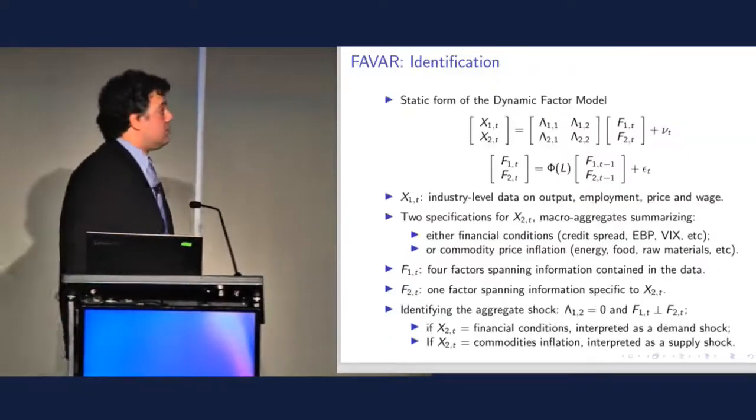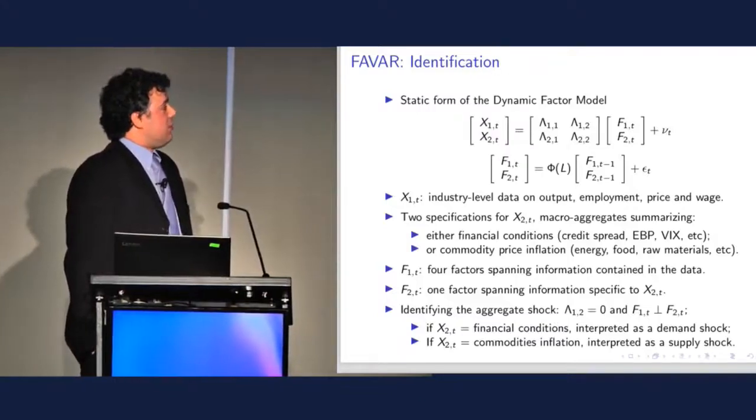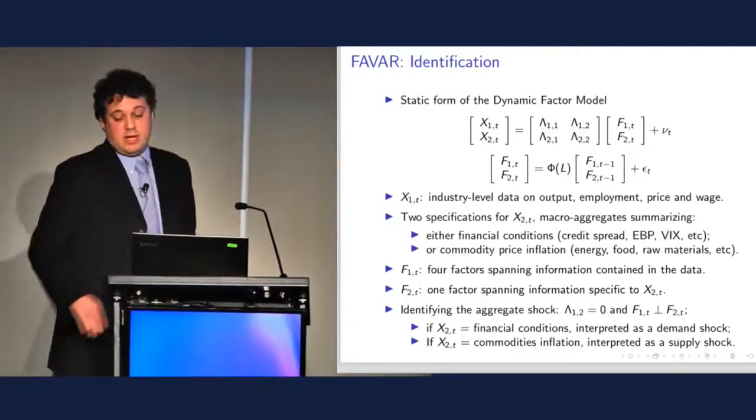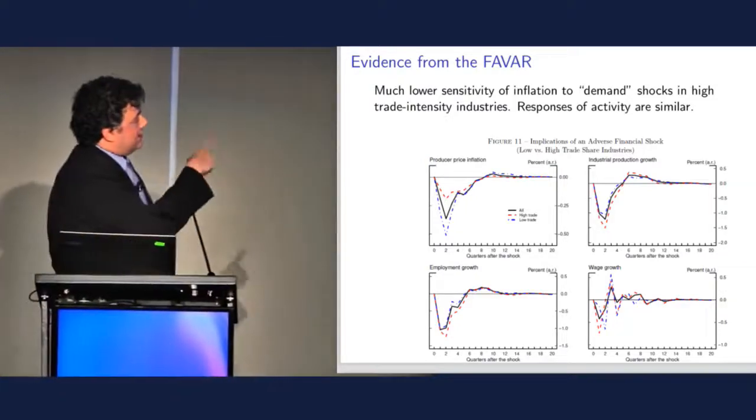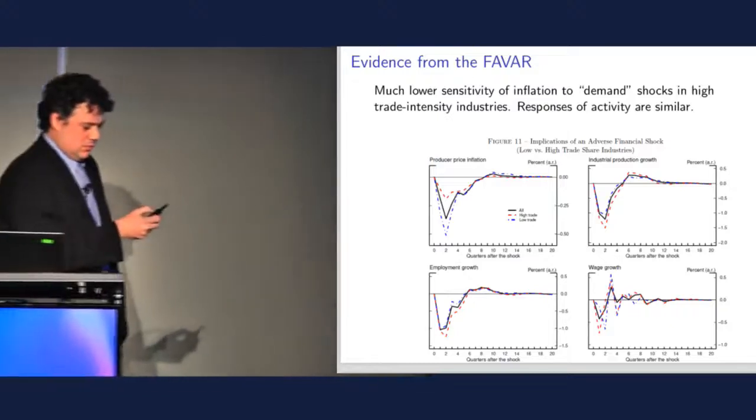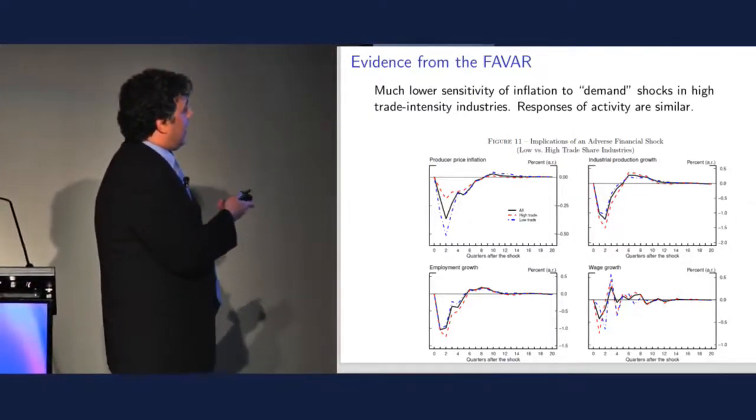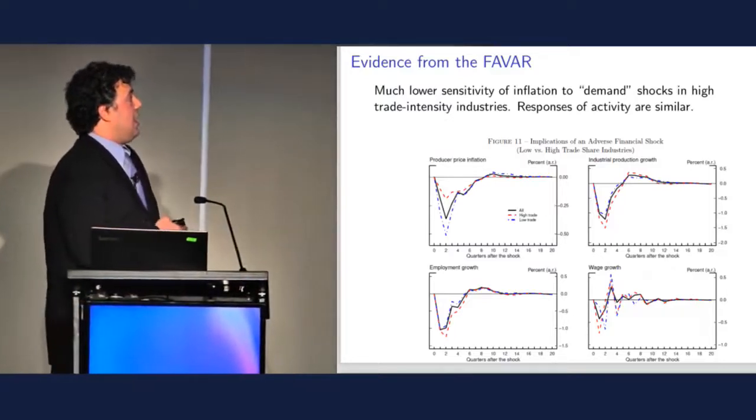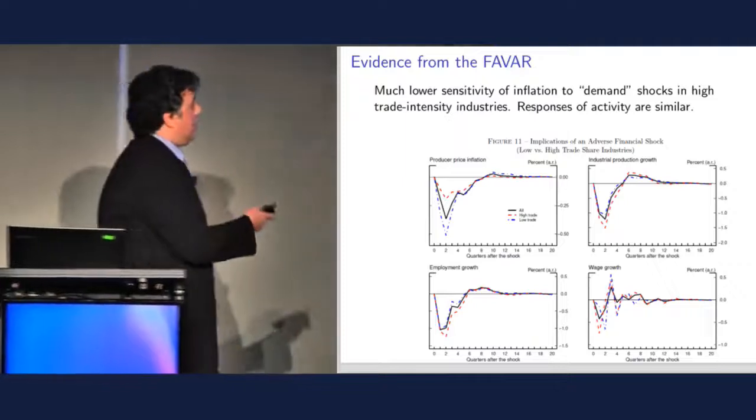And the last thing the authors did to provide more evidence of this flattening is the structural identification through the FAVAR. I think Simon went over the strategy in detail. Once you consider a shock to the financial conditions or a demand shock, you obtain a much lower response. So once you consider a high trade intensity industry, the response of inflation to the shock is much smaller than in the low trade intensity one. If you look at the responses of activity, they are similar. If you look at the supply shock, you get the same results.